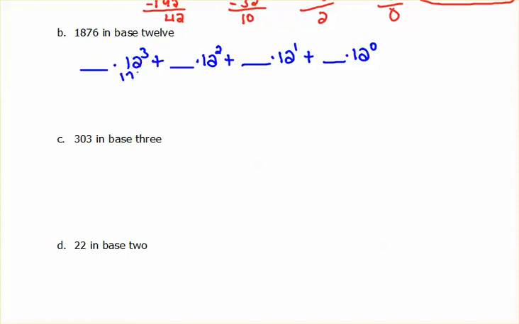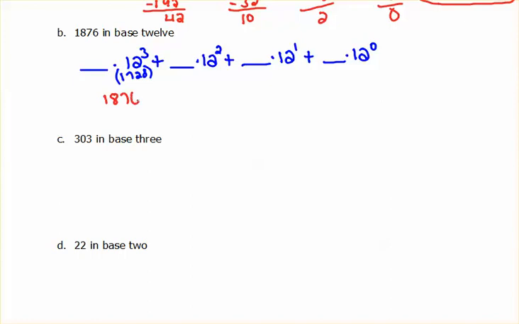1728. So we don't have to go any higher than that, because 1728 is really close to 1876. So there's no way that there would be any 12 to the 4th positions here. That would be way too much. So now we just need to figure out how many groups of each one of these are in here. So now we need to do our division.